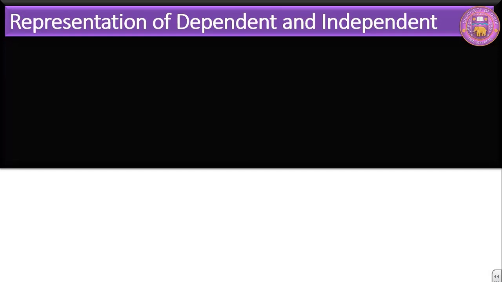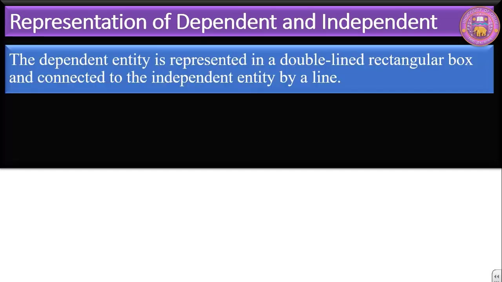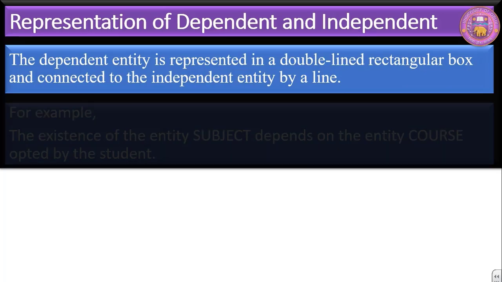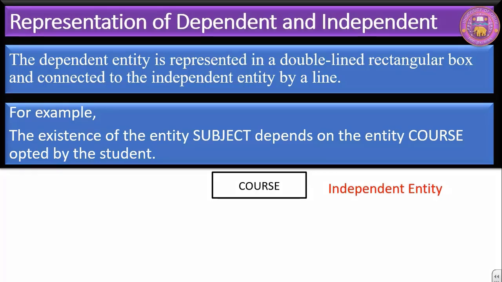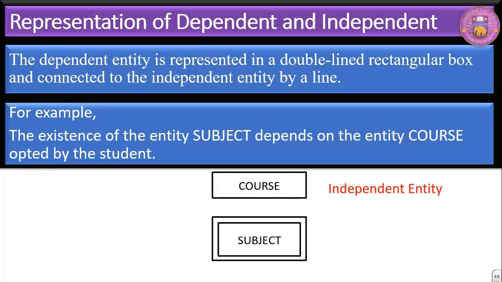Now the representation of dependent and independent entities. The dependent entity is represented in a double-line rectangular box and connected to the independent entity by a line. For example, the existence of the entity subject depends on the entity course opted by the student. So course is an independent entity, whereas subject is a dependent entity.